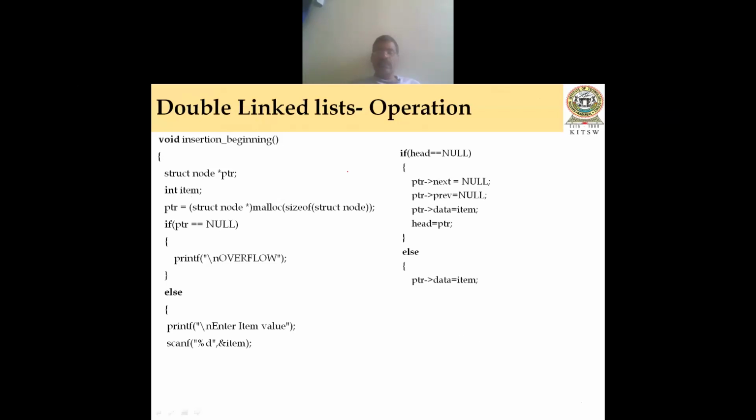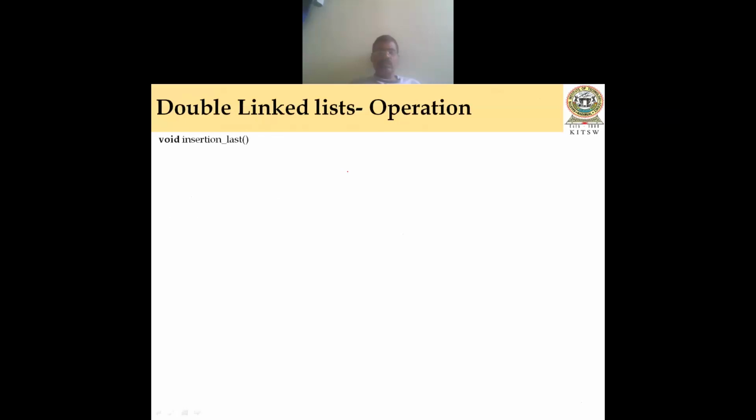In the else part, we have ptr->data equal to item, ptr->previous equal to null, ptr->next equal to head, and head->previous equal to ptr. Then head equal to ptr. So like this, we are going to insert a node. So this is insert first.